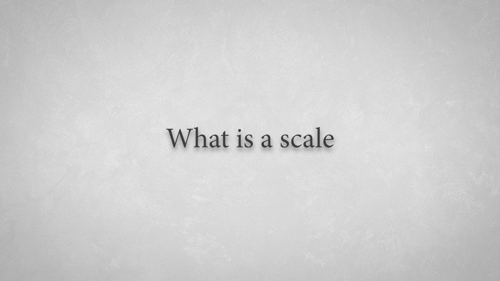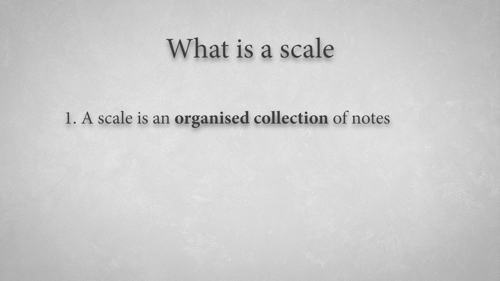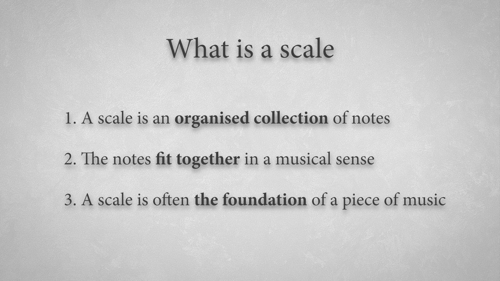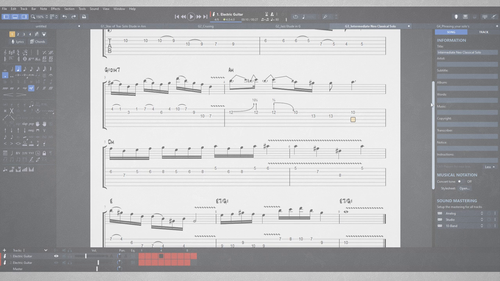To begin with, we should define what a scale exactly is. There are a lot of ways to describe this, but there are 3 properties of the scale that define the concept. A scale is an organized collection of notes. The notes fit together in a musical sense, and a scale is often the foundation of a piece of music. With this sensible collection of notes, we can make melodies and chords that sound well together. And this we may call a scale and even a key.